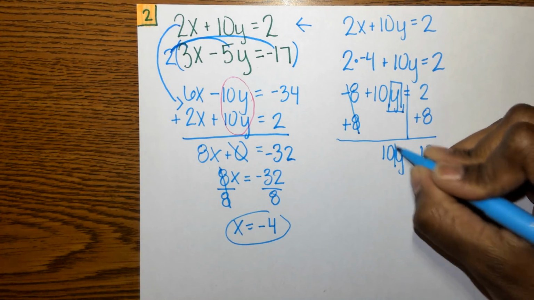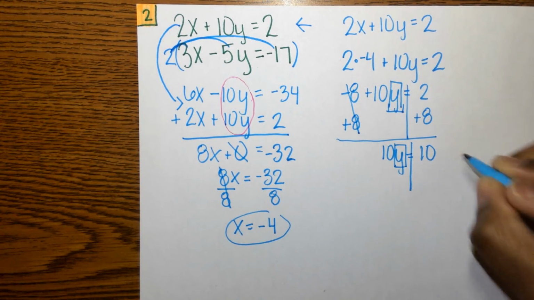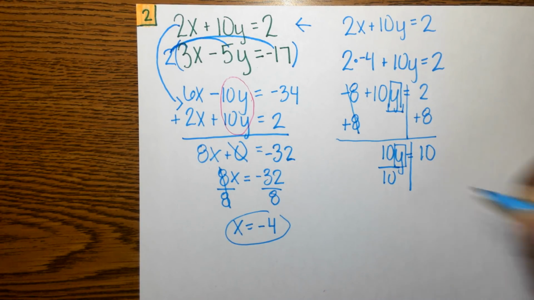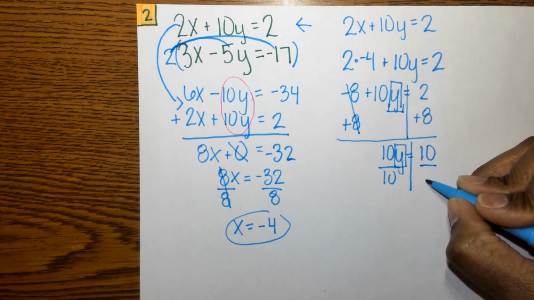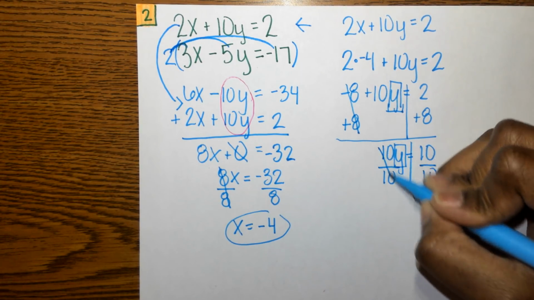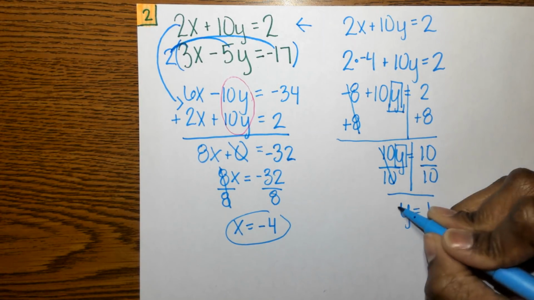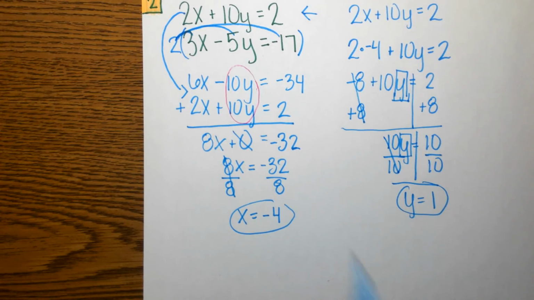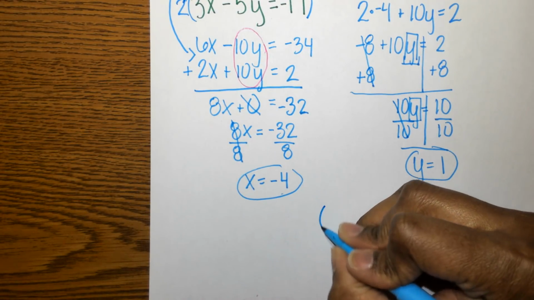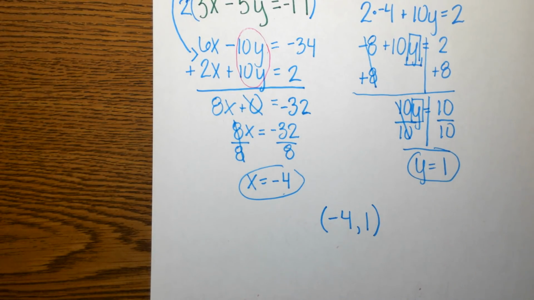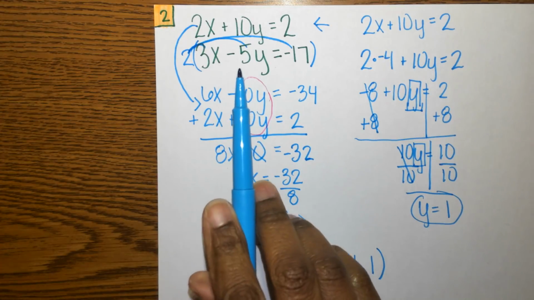So I need to get my y by itself. So I am going to divide by 10 because this is saying 10 times y. You cancel out multiplication using division. So if I divide on the left, I need to divide on the right. Those 10s cancel, and I'm left with y equals 1. So I've got my x, I've got my y, so I just need to write my final solution as negative 4, 1.